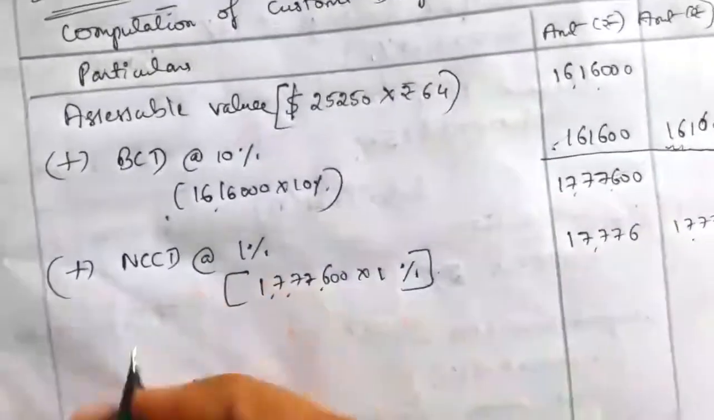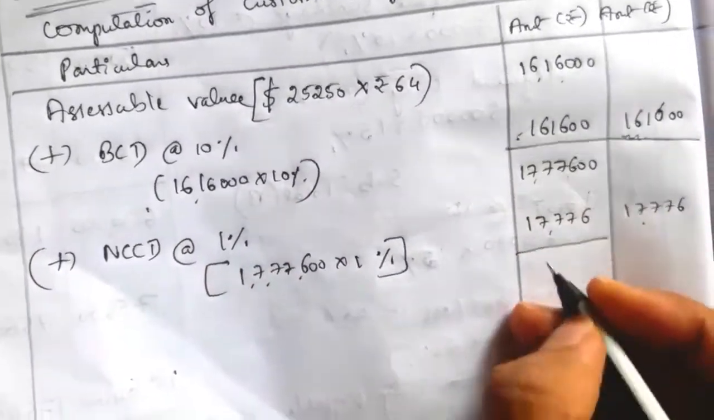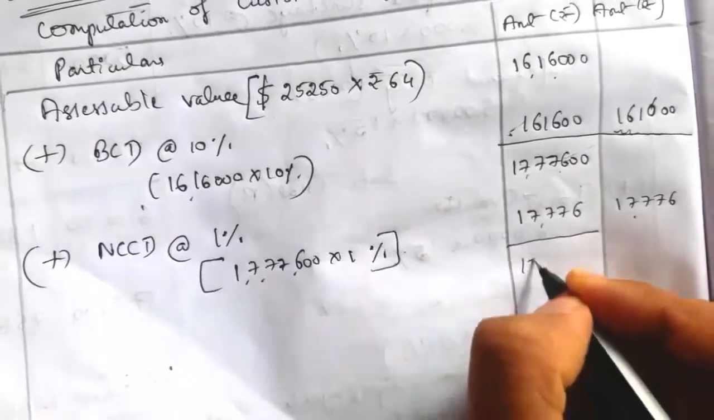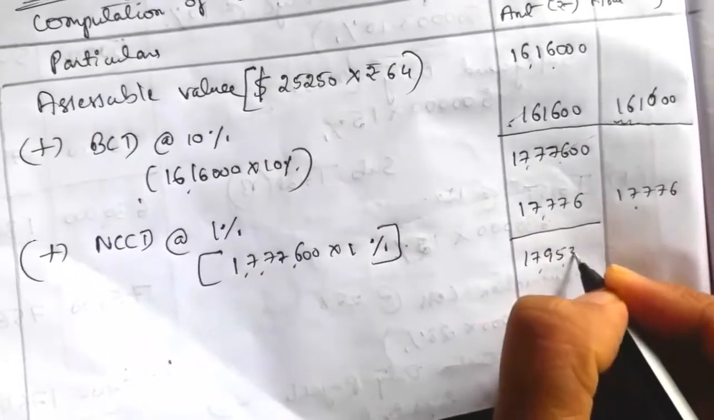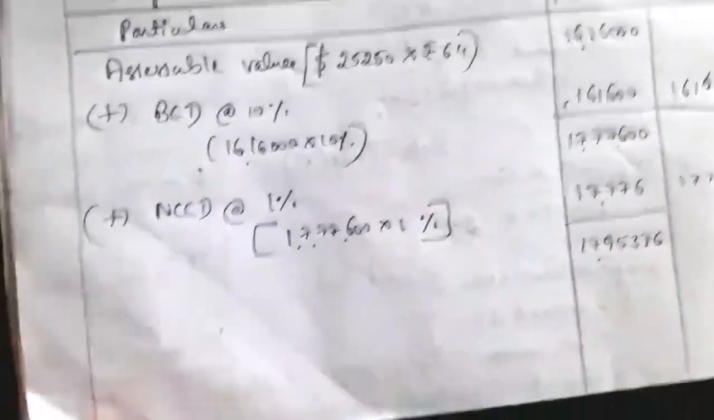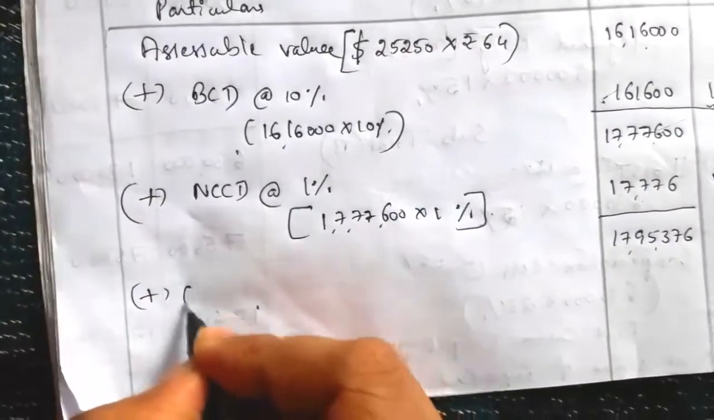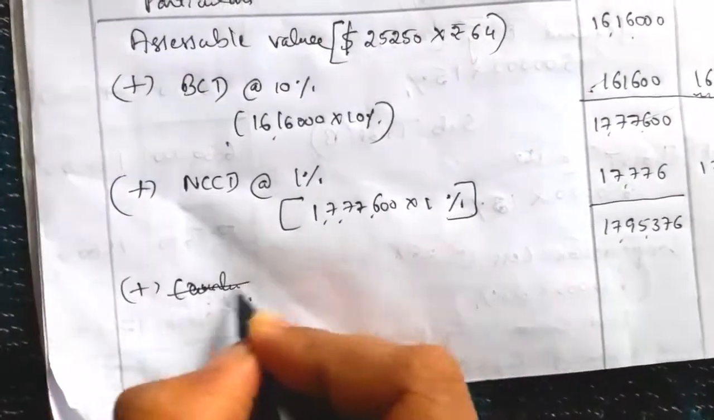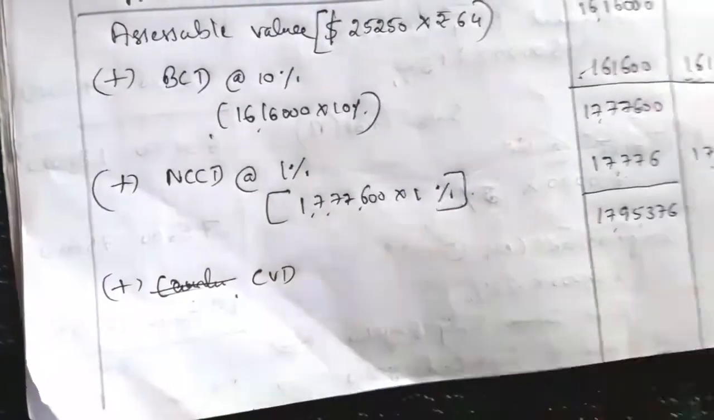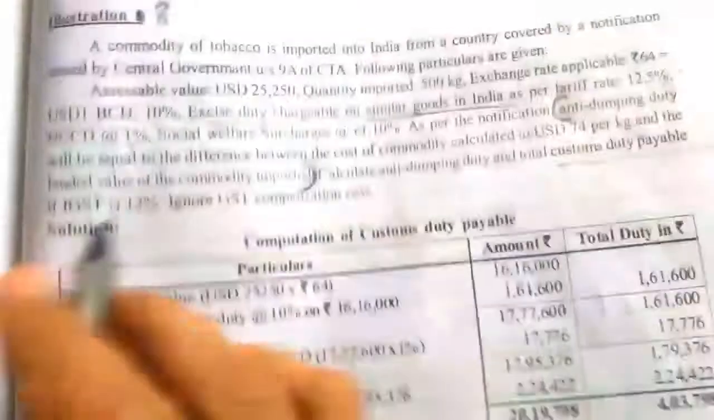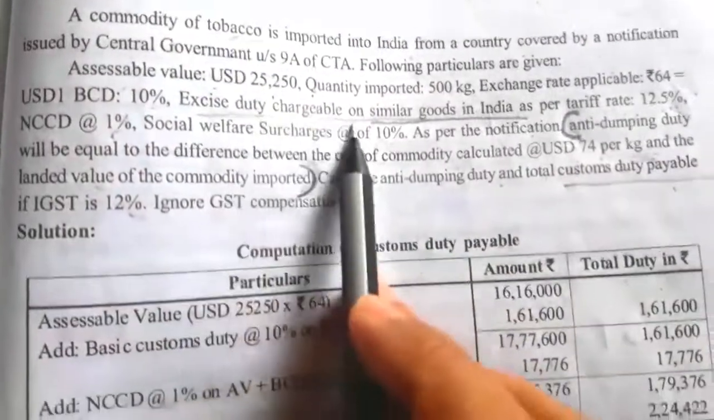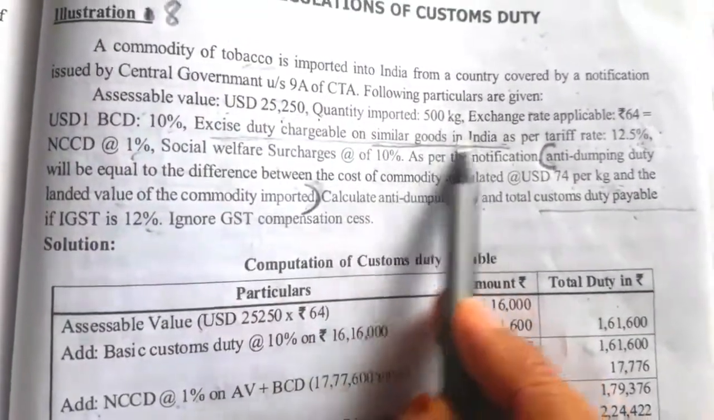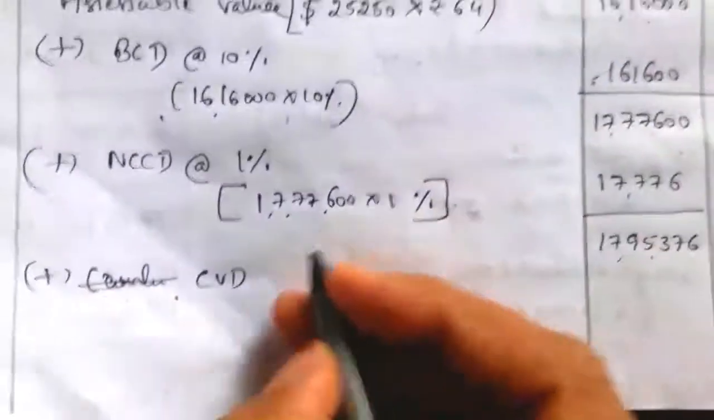17,776. Next we have to total this. So that will be equal to 17,95,376. Next we have to add countervailing duty. You can write CVD. So the CVD at how much? Countervailing duty is nothing but the excise duty chargeable on similar goods that we have to take. So that is at 12%.